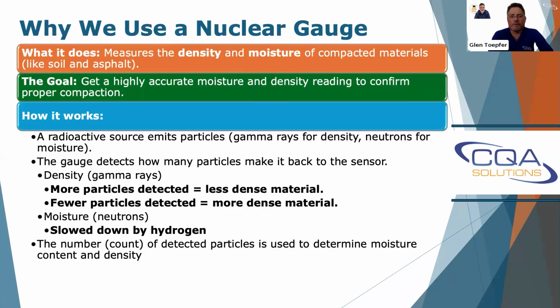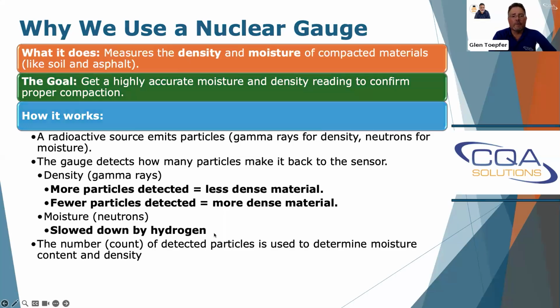It's important, just for those of you that may not know how it works, I just wanted to throw this in. Radioactive sources: you have gamma rays for density, neutrons for moisture. They're emitted from the source in the gauge, and then sensors detect how many of those particles come back. For density, it's your gamma rays. More particles detected equals a less dense material. For moisture, the neutrons are slowed down by hydrogen, so if you get a lower count, it's a higher moisture content.